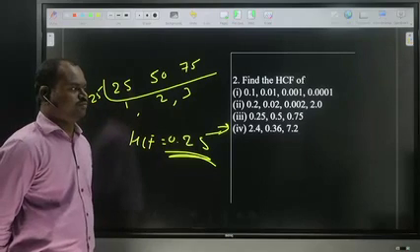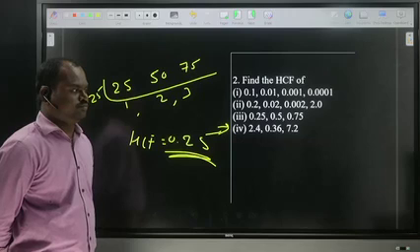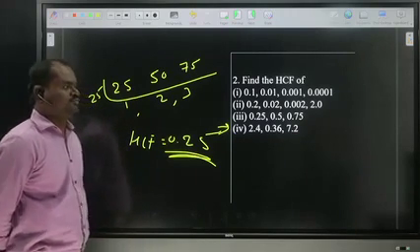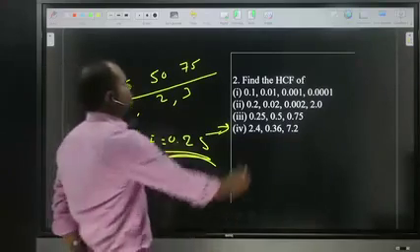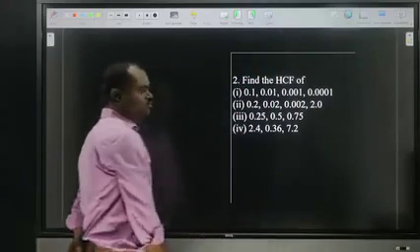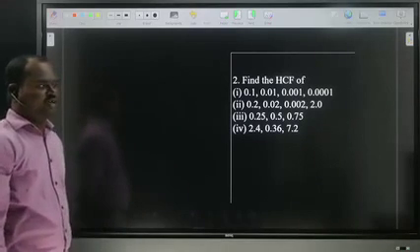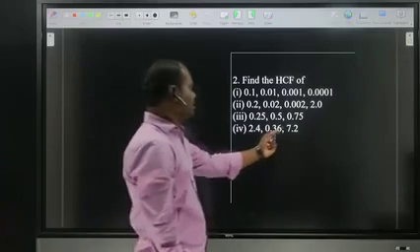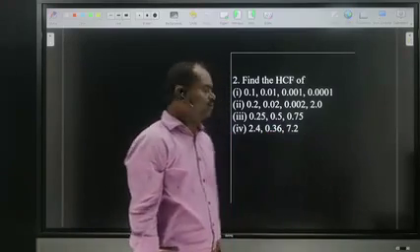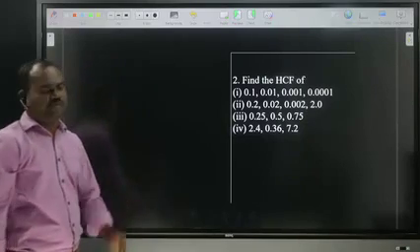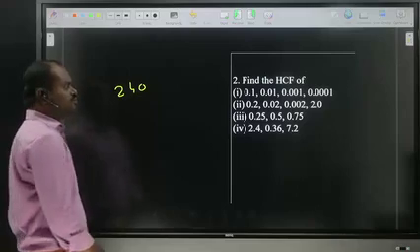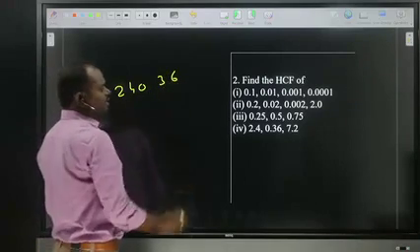0.12, 0.12. So people are saying, ma, 0.12. So first of all, ma, here one digit, two digit, one digit. So we should make all as two digits, ma. After making two digits, ma, the point directly will cancel. So first number will become 240. Next number will become 36. Next number is 7.